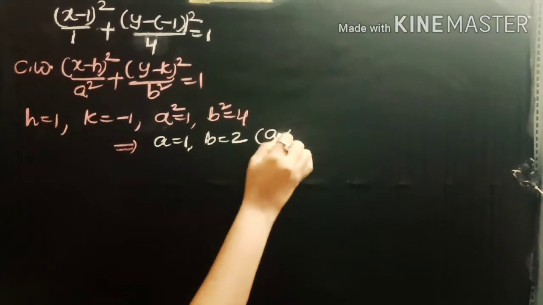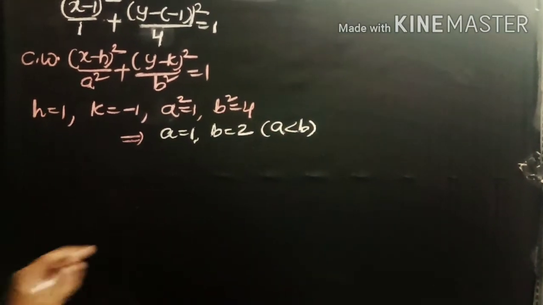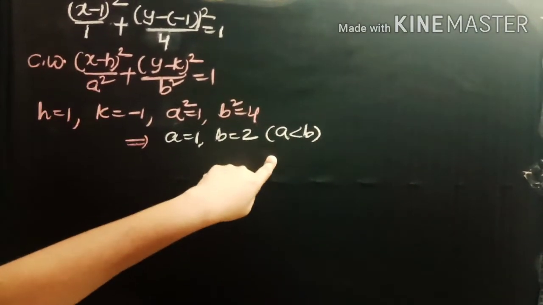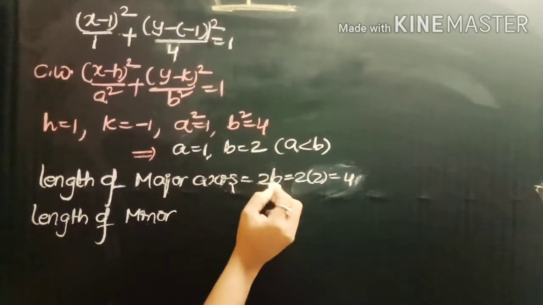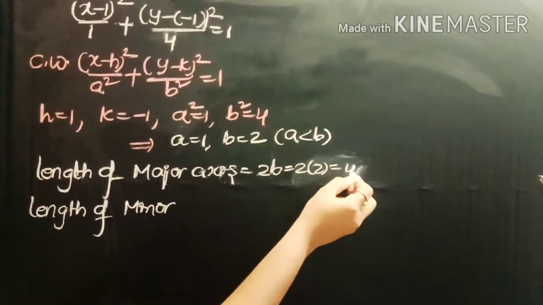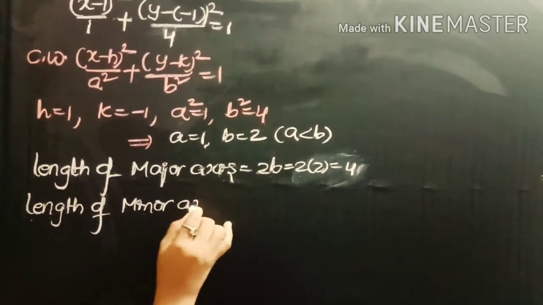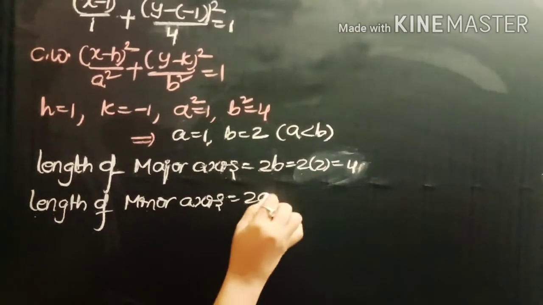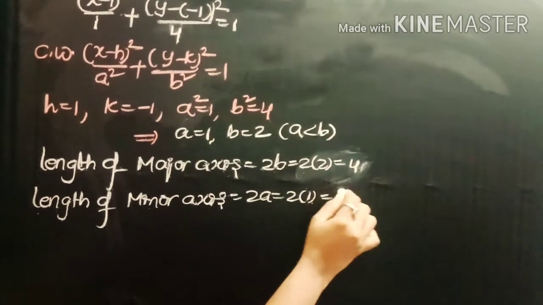So clearly here we get that a is less than b. A less than b means we take the second case formula. Length of the major axis is equal to 2b, that is 2 into 2 equals to 4, and length of the minor axis is equal to 2a, that is 2 into 1 equals to 2.